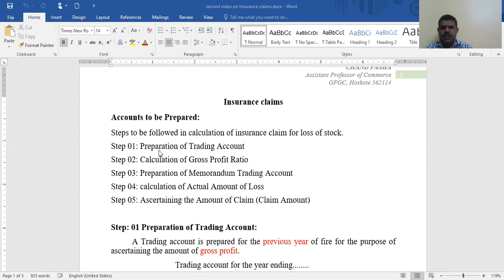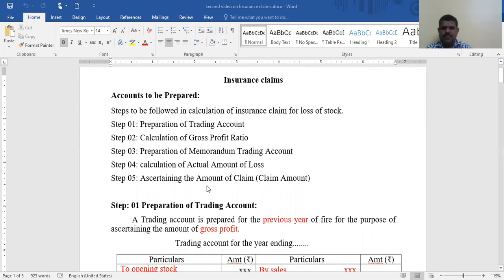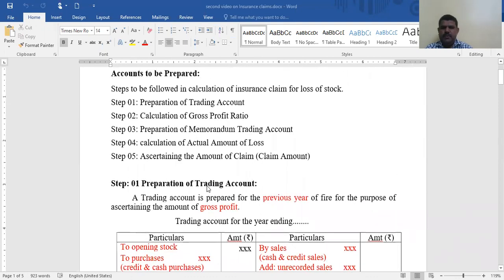Remember, dear friends, for 6 marks problems also we have to follow all the 5 steps. Even for 14 marks problems we need to follow all the 5 steps. So for the total chapter itself, we have to follow 5 steps for all types of problems. Now let me get into the details of the accounts to be prepared, one by one.